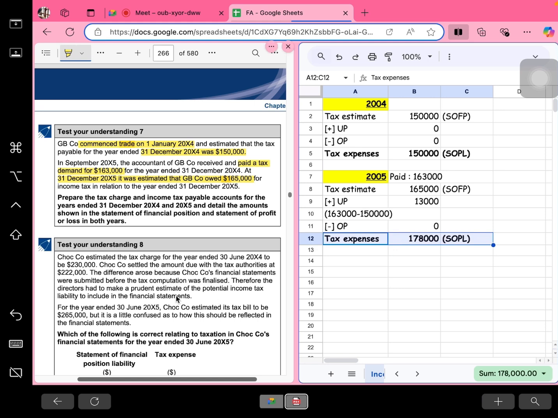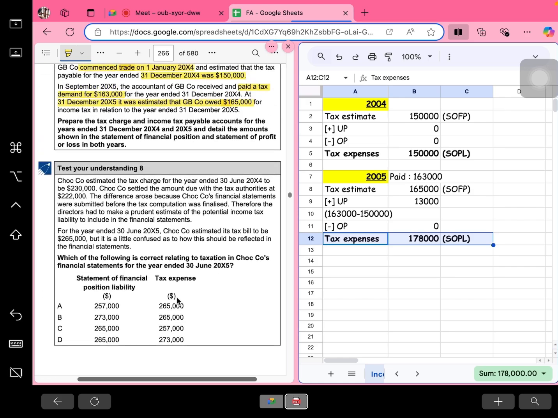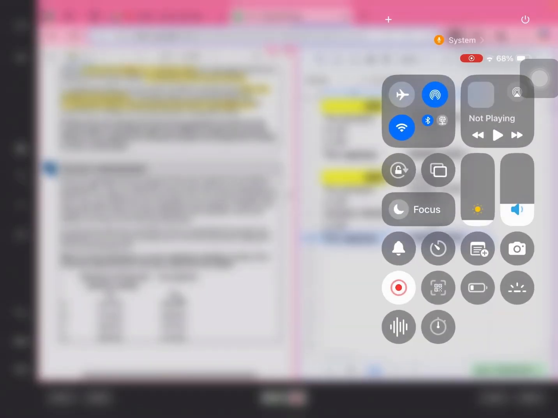Okay. So test your understanding 8 would also be a homework.